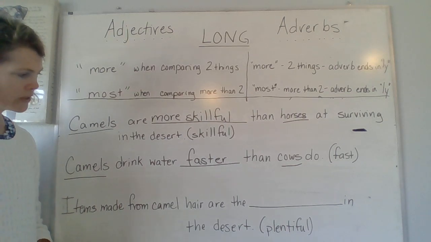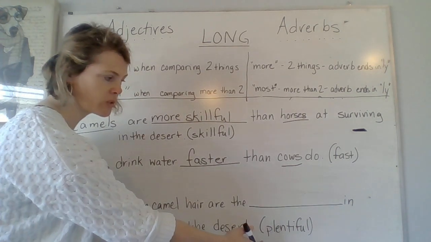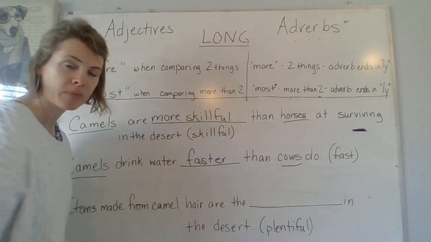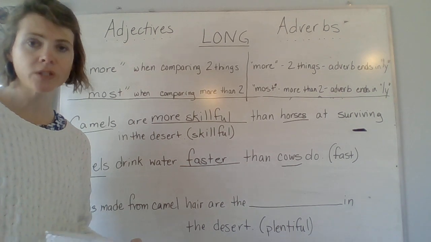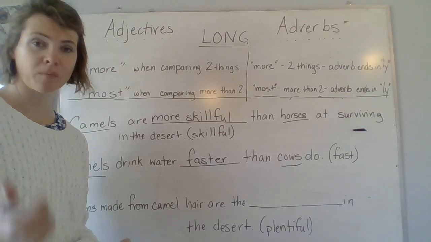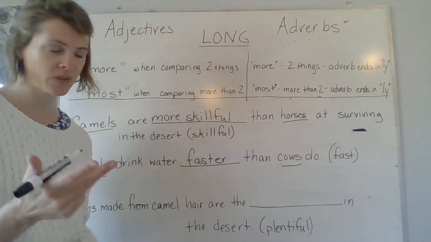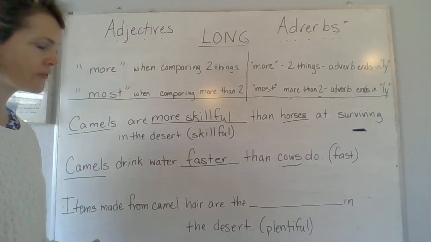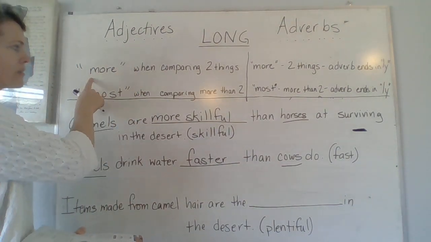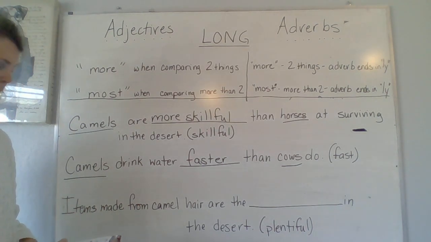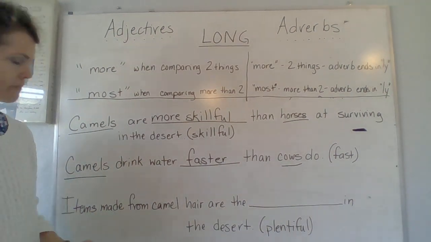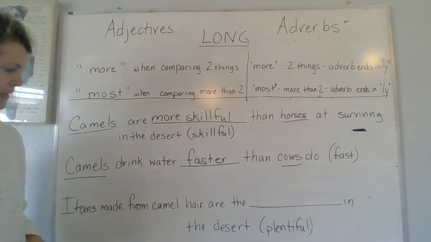Let's try this last one. Items made from camel hair are the blank in the desert. The word they want us to use is plentiful. Plentiful just means there's a lot of it. Is plentiful a long word or a short word? It's long, plentiful. It's 3 syllables. So we know we're going to be using plentiful and today's rule, either more or most, depending on what we're comparing. This says items made from camel hair are the blank in the desert.